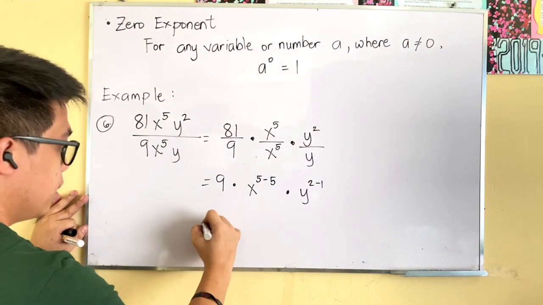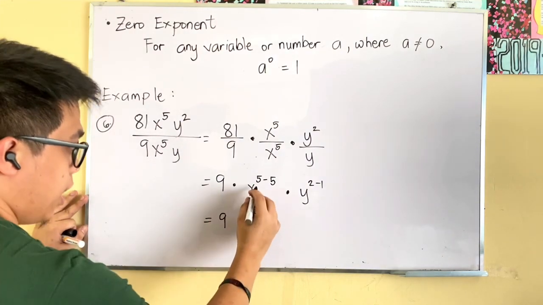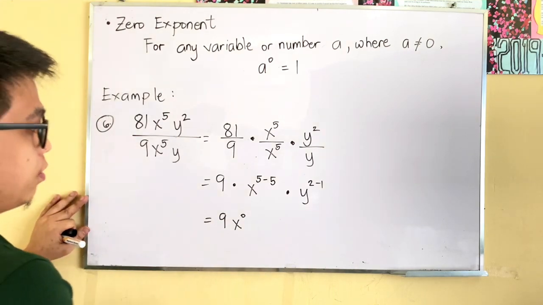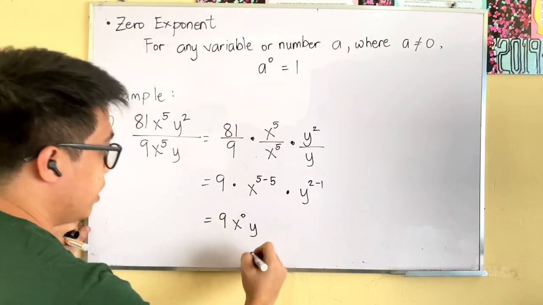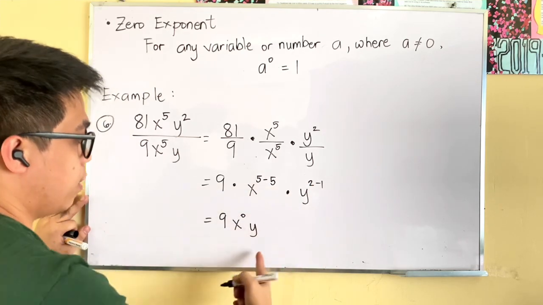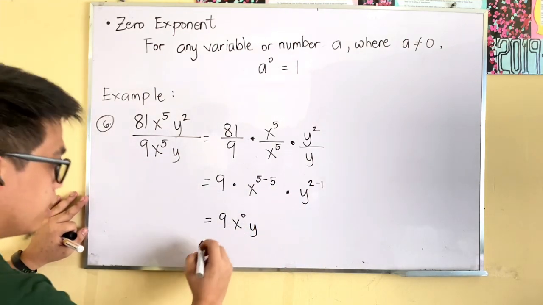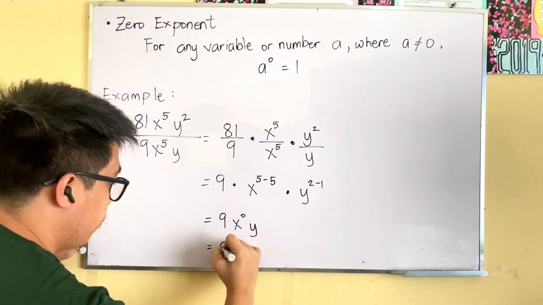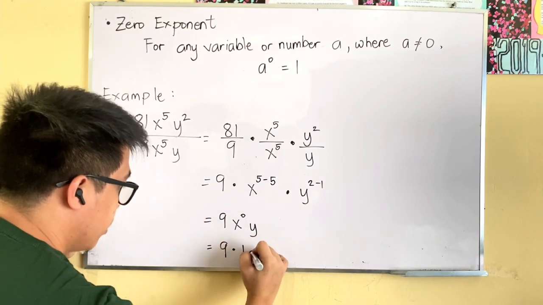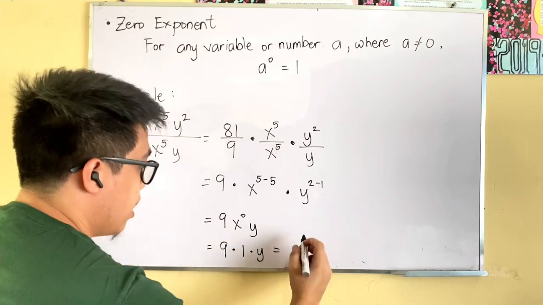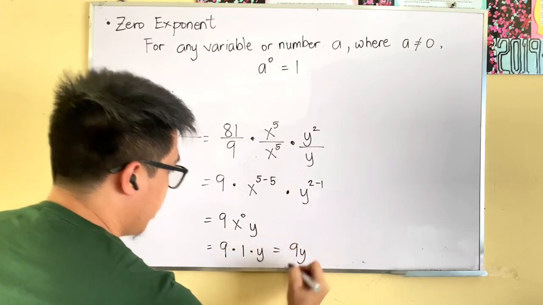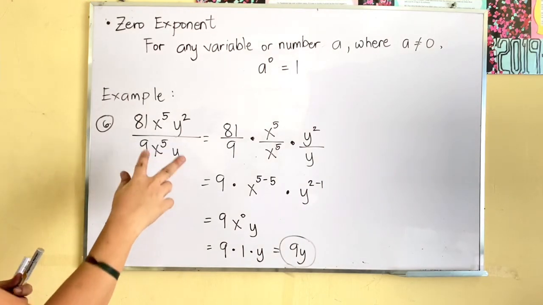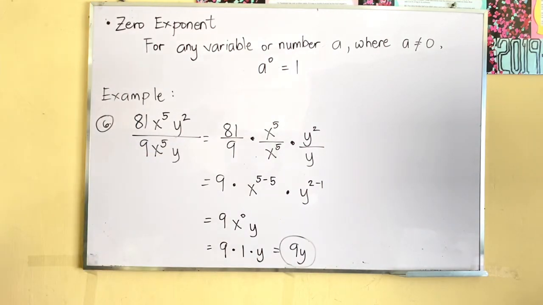Okay, next. 9. x raised to 5 minus 5 is x raised to 0, times y raised to 2 minus 1 is 1, so we don't need to write it. So, x raised to 0 is 1. Therefore, 9 times 1 times y, the final answer will be 9y. So, this will be the final answer for this given expression.